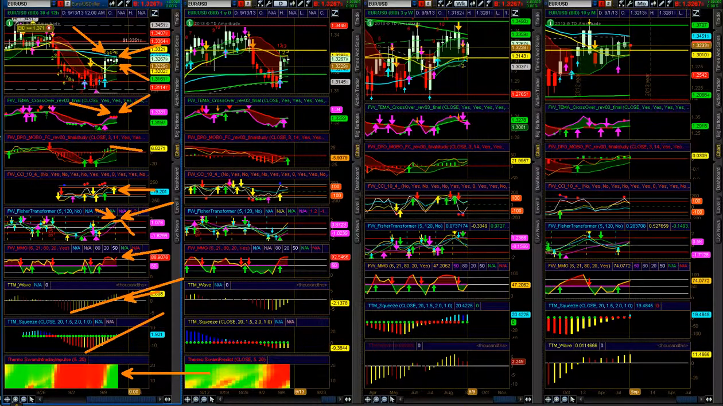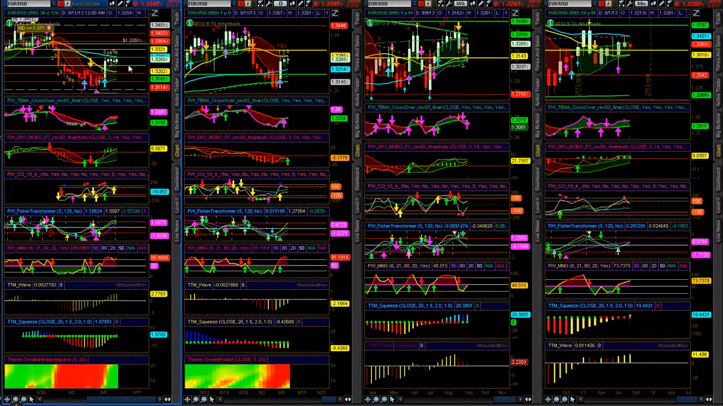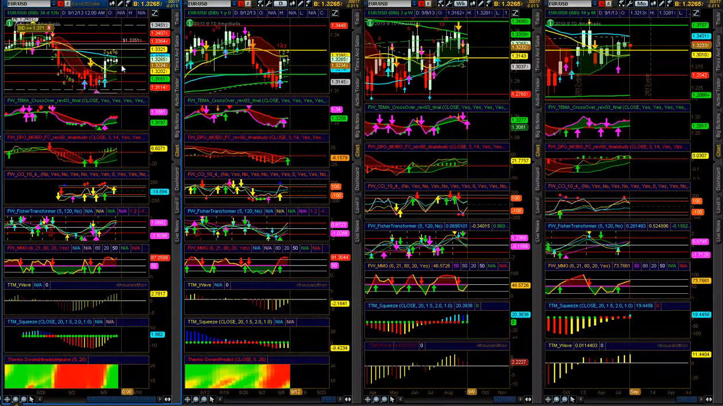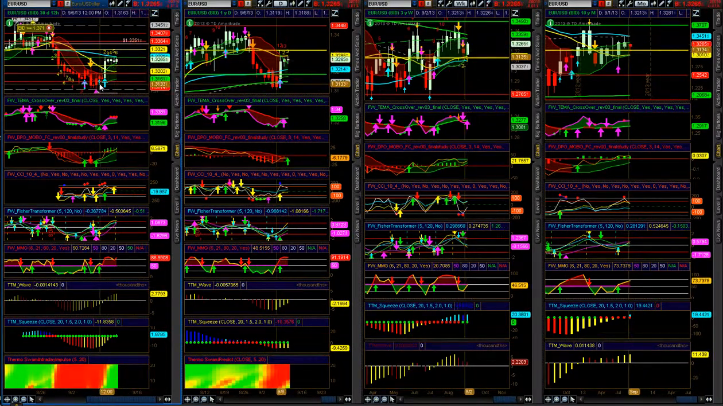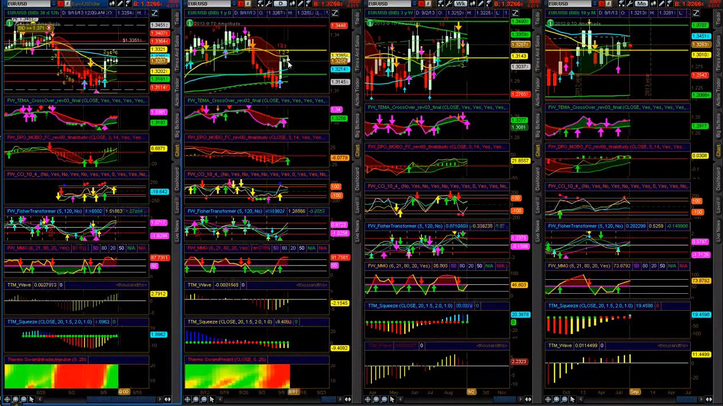We need to crack that 32. We need to crack this level with momentum, that 32.34, with strength and push it down. Then I see the next target would be 32.04, and maybe it hits that and bounces, maybe does a 1, 2, and then 3. But that's me just speculating.